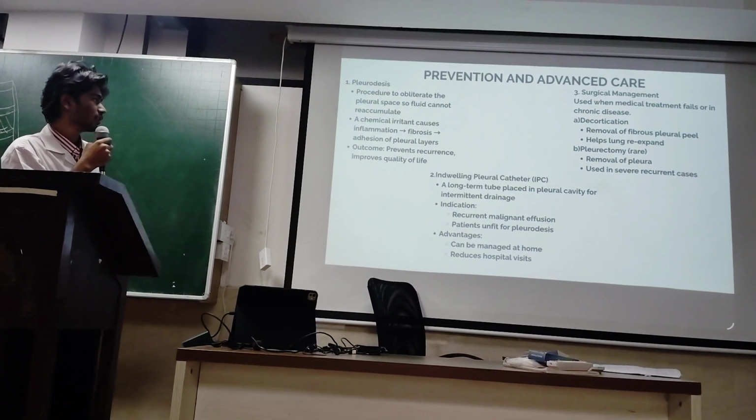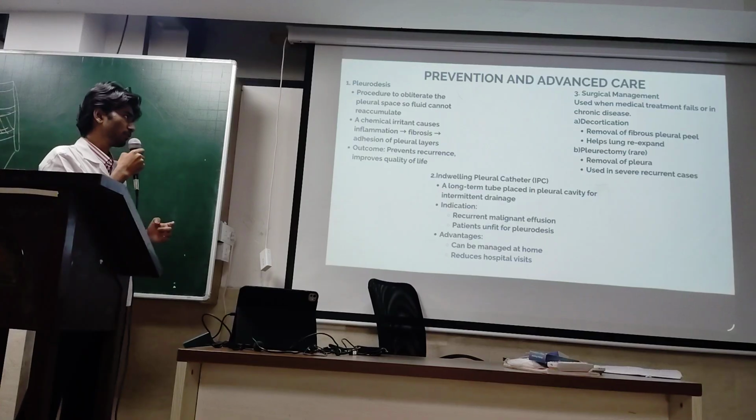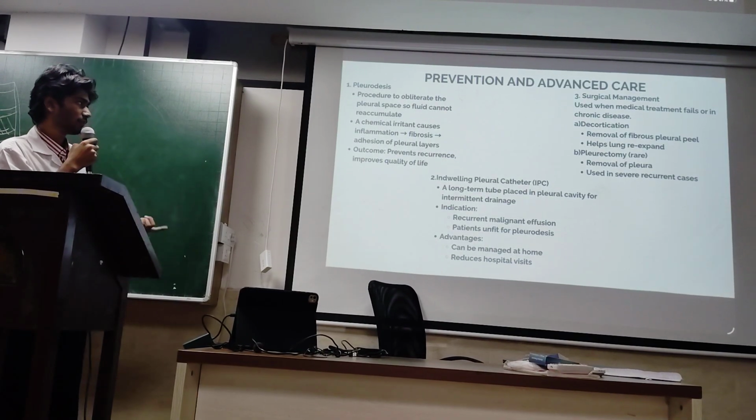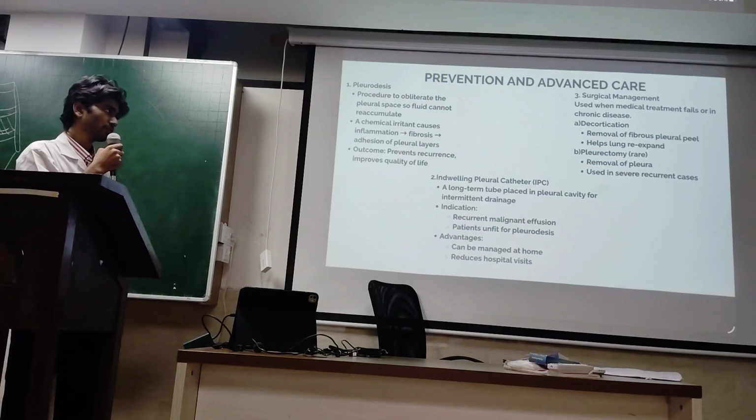First is pleurodesis. Pleurodesis is a procedure to obliterate the pleural space so fluid cannot reaccumulate. Its outcomes are that it prevents recurrence and improves the quality of life.